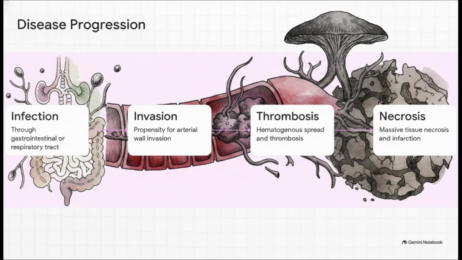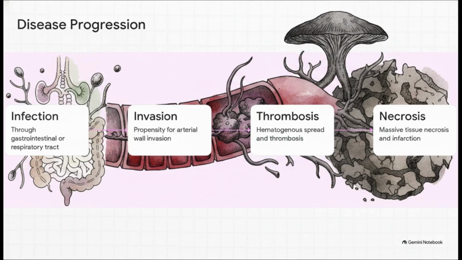These fungi have this terrifying ability for arterial wall invasion. We call this angioinvasion. They literally penetrate and invade the endothelial lining of the blood vessels. This leads right into step 3, hematogenous spread, and the deposition of fibrin, which creates blood clots or thrombosis, right there inside those vessels. And step 4, that's the inevitable devastating result.